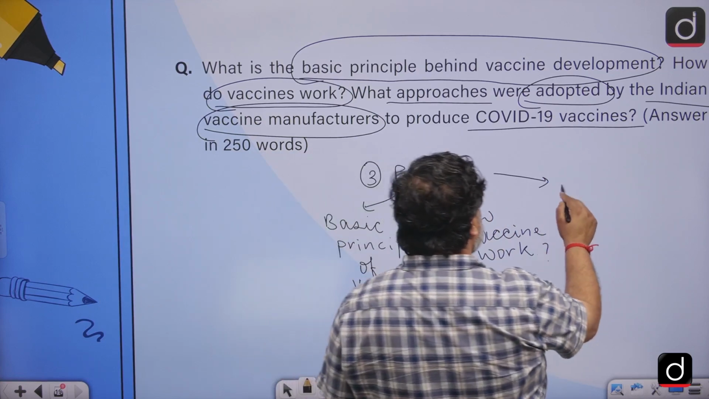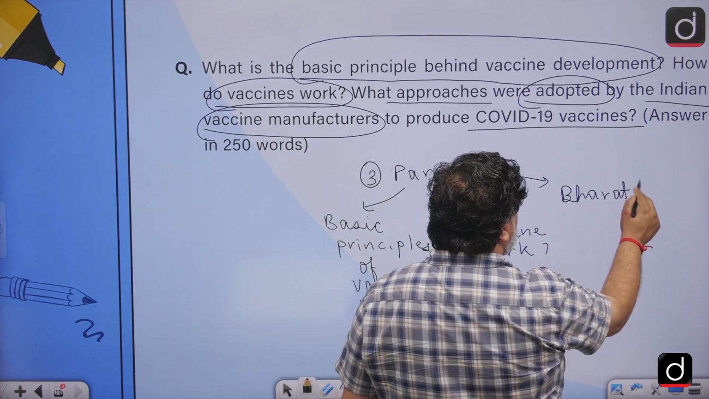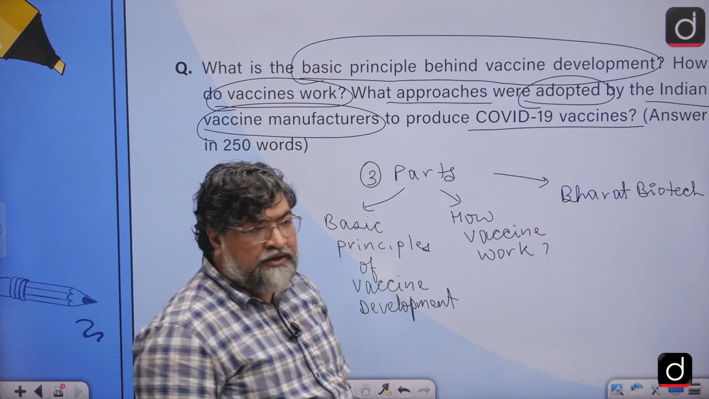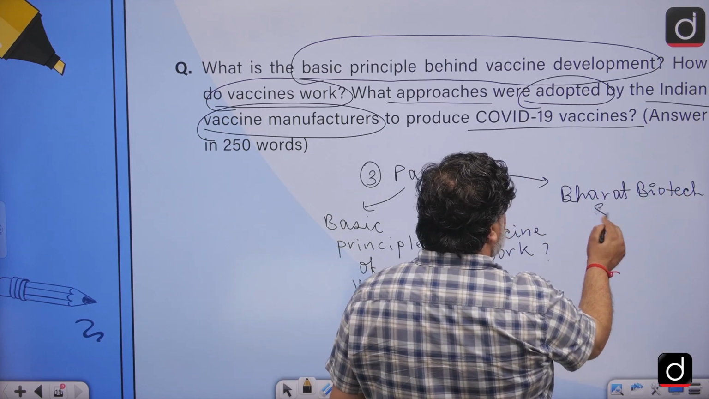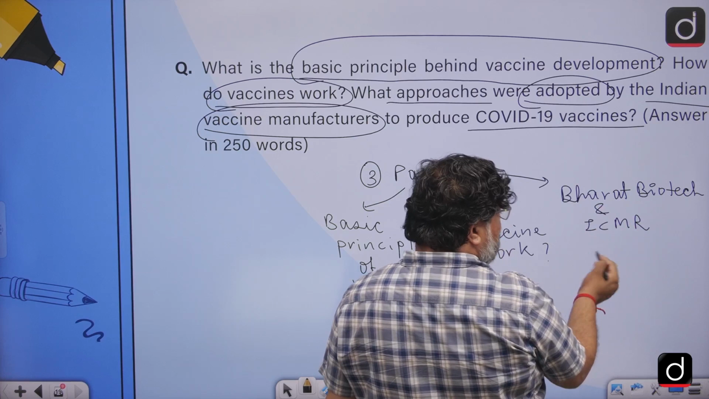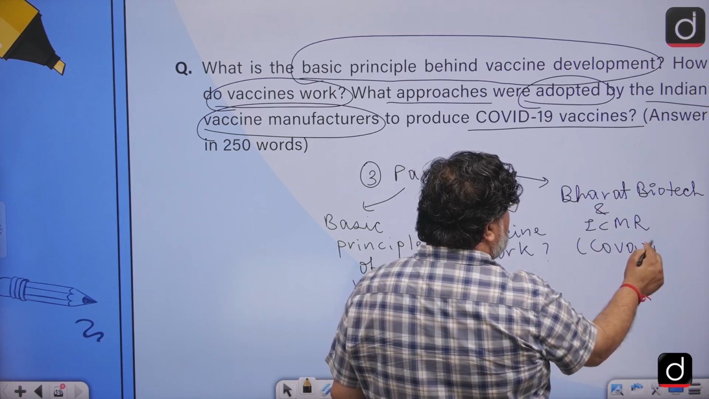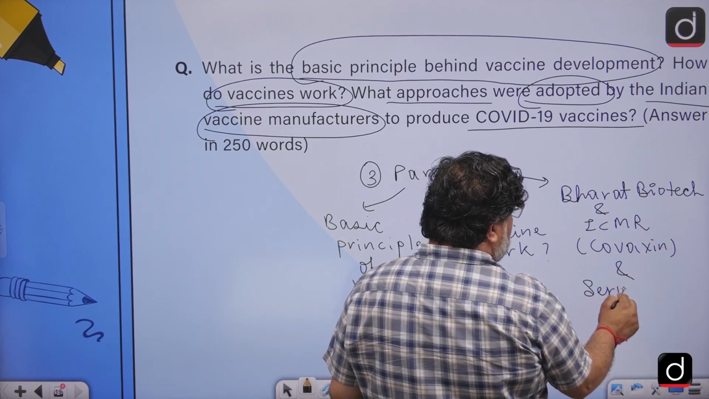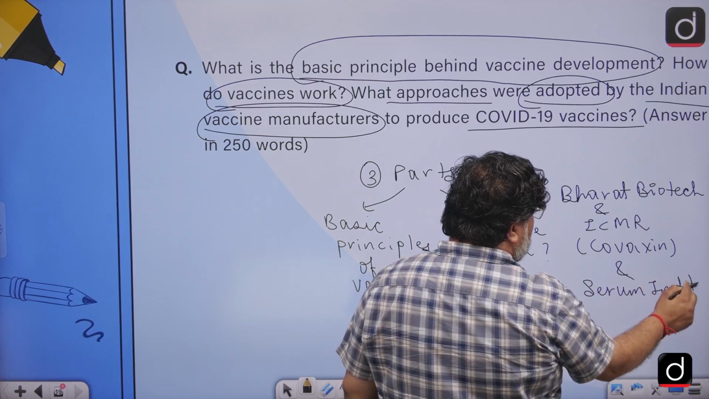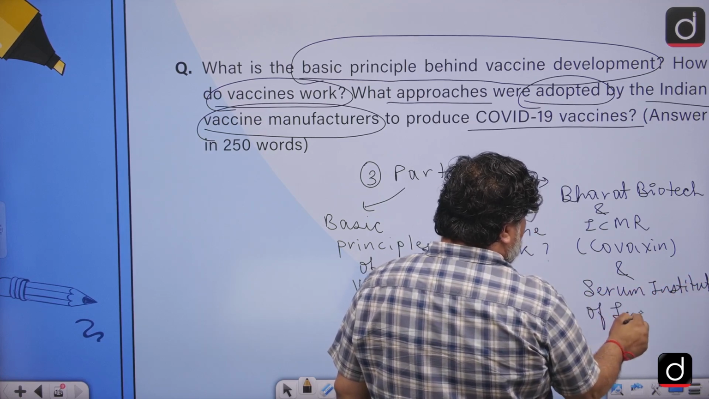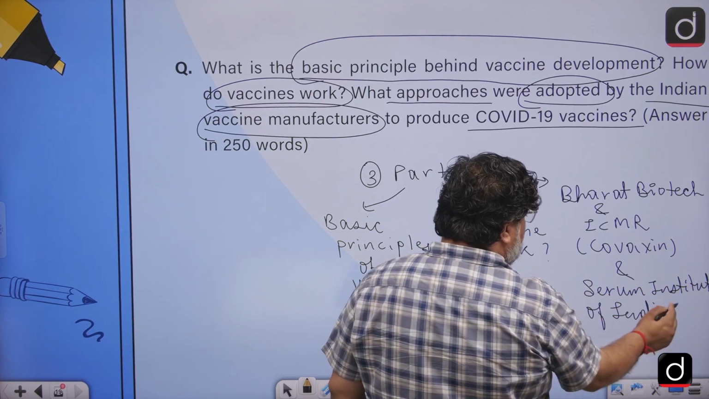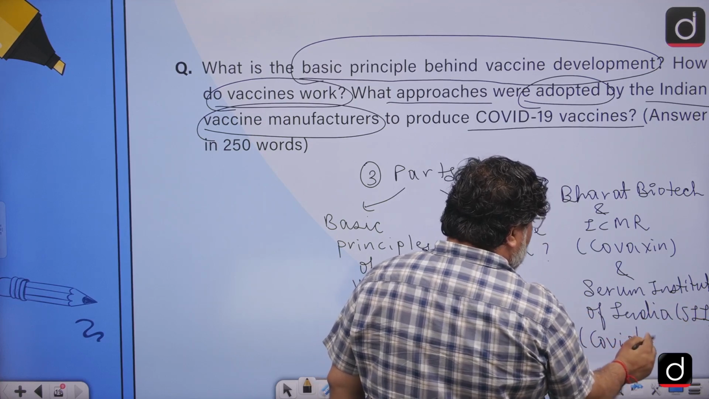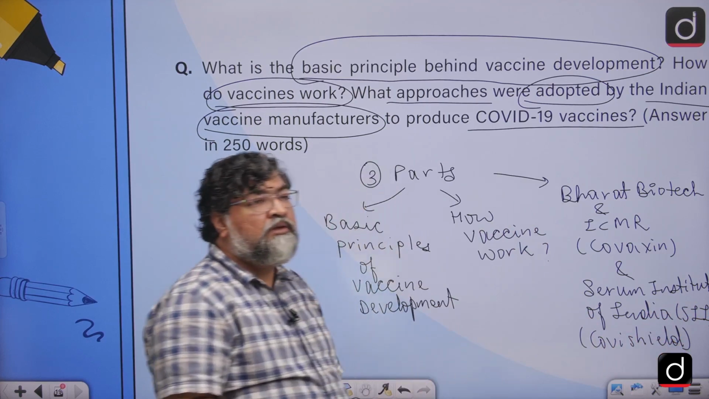You can take 2 examples here. One is Bharat Biotech with support from ICMR, the Indian Council of Medical Research. Bharat Biotech India Limited is a Hyderabad-based company, which with ICMR developed Covaxin. And there is another company, the Serum Institute of India, a Pune-based company, in collaboration with Oxford AstraZeneca, which developed the vaccine Covishield.